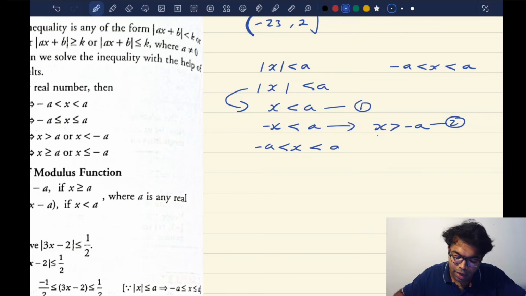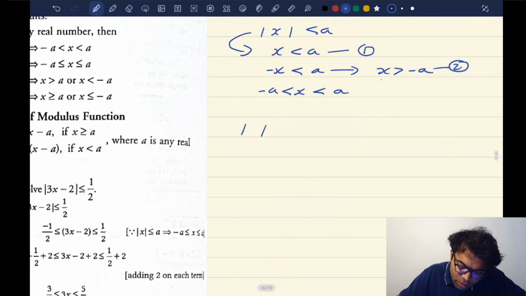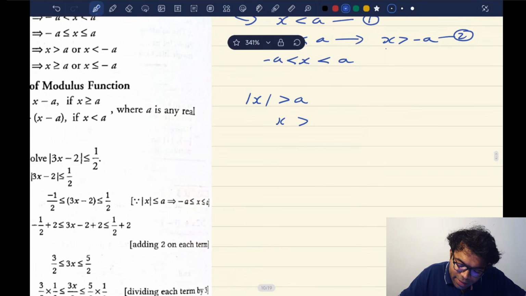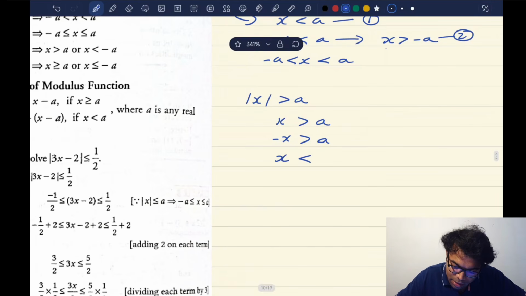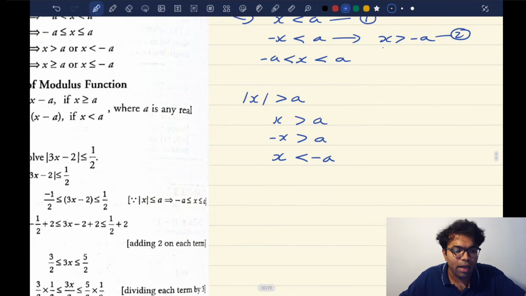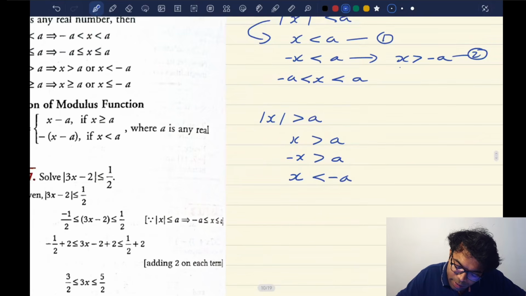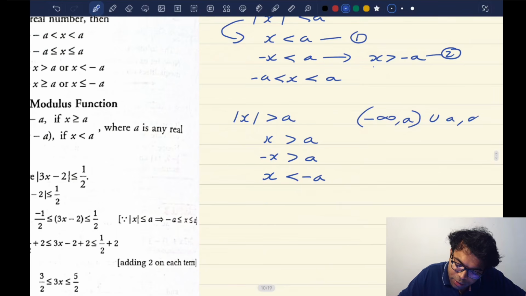Clear? Now, similarly, if you have modulus of x is greater than a, you will write x is greater than a, or minus x is greater than a, that is, x is less than minus a. Here, the inequality that you will get is minus infinity to minus a union a to infinity. But for the less than case, you will get minus a to a.